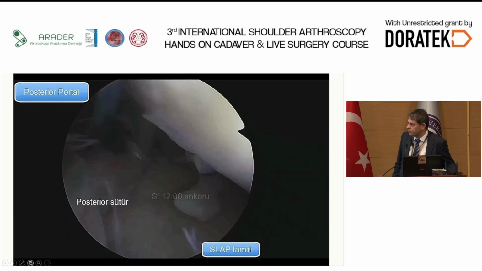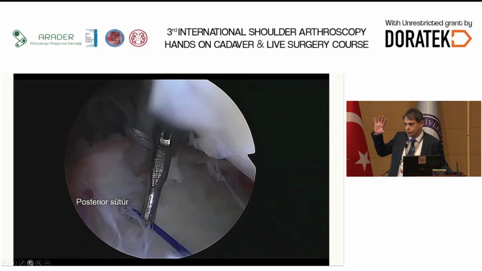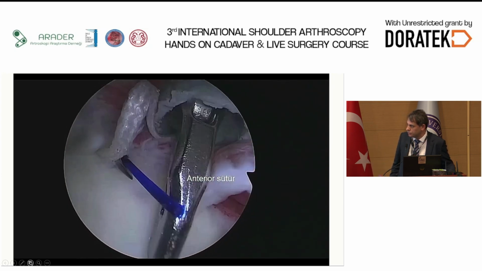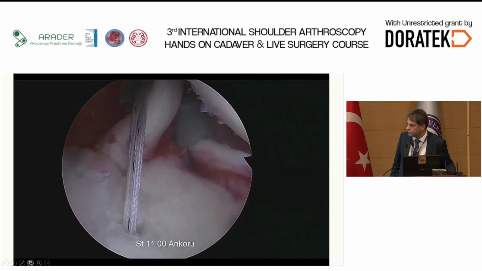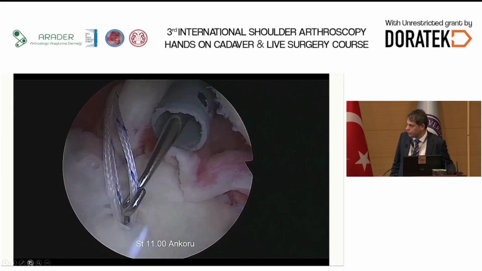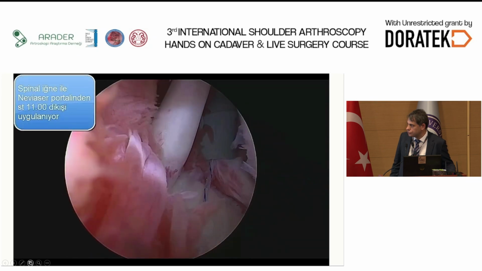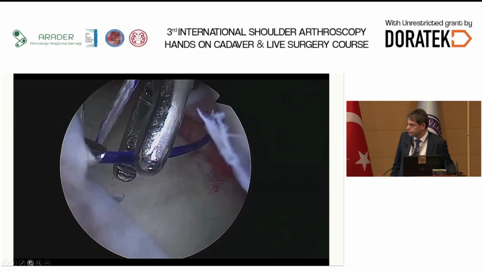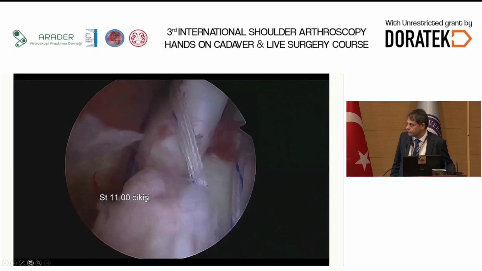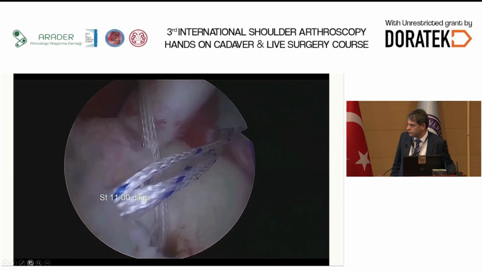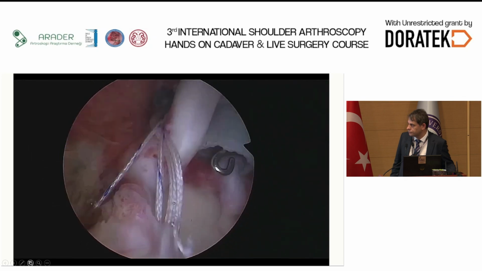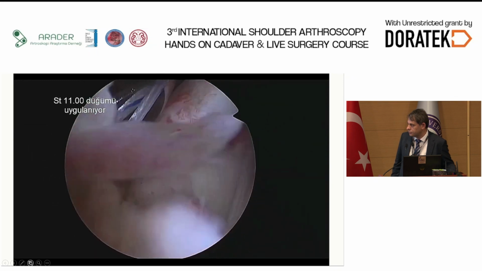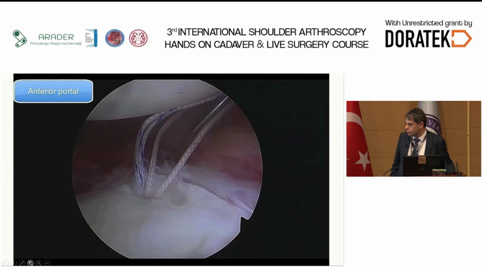We start from the 12 o'clock anchor. We start from the superior part. We repair first the SLAP lesion. Then we put another 11 o'clock anchor. Then pass the suture by using the Neviaser portal. We pass the suture from the Neviaser portal and tie it. This is the 11 o'clock suture.